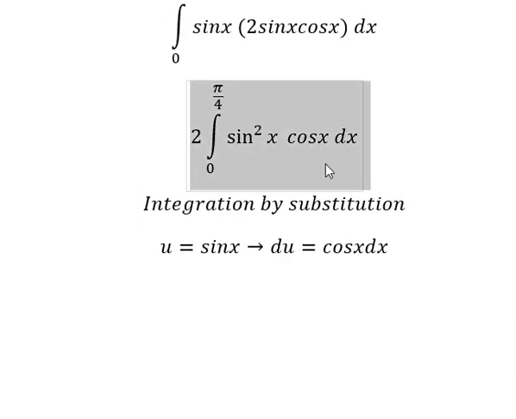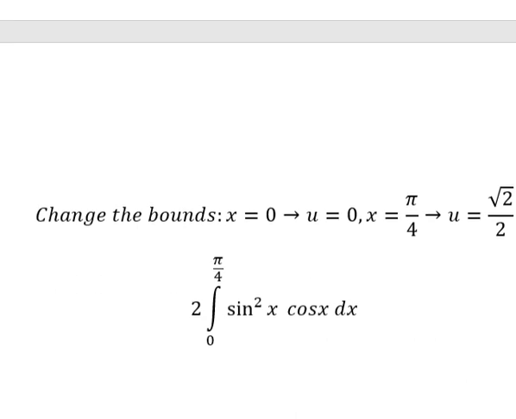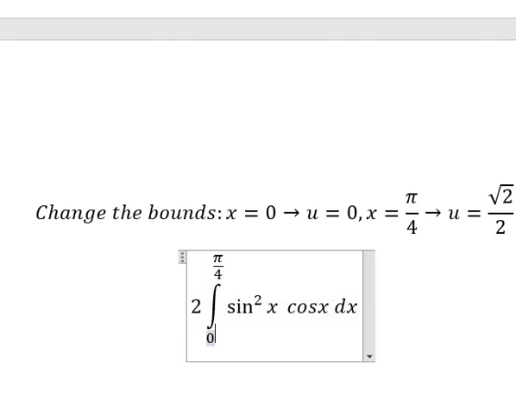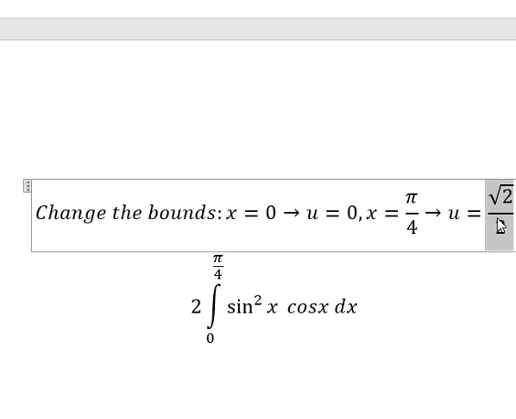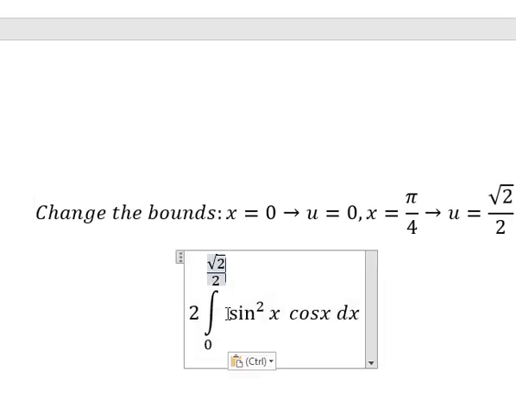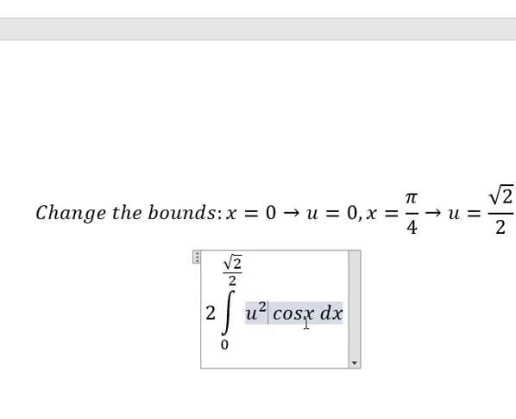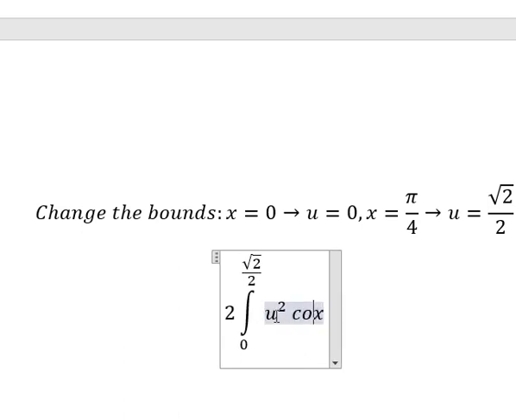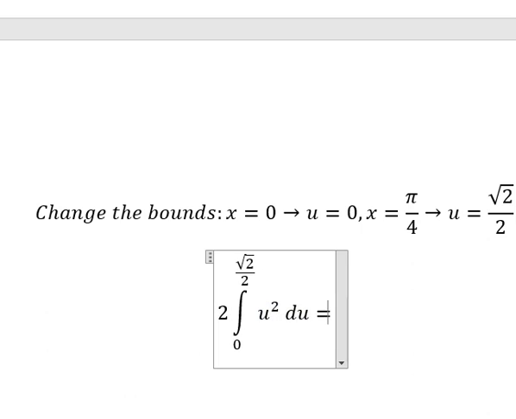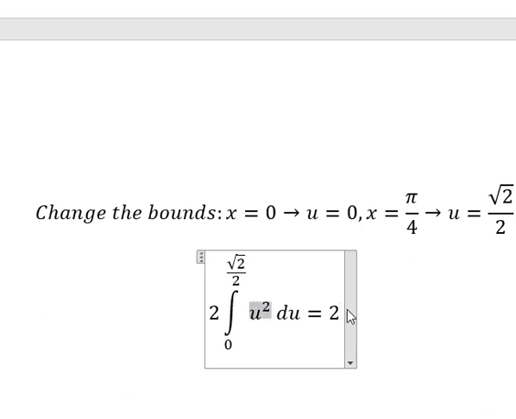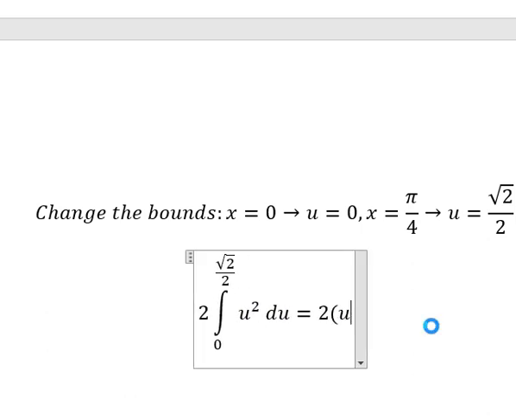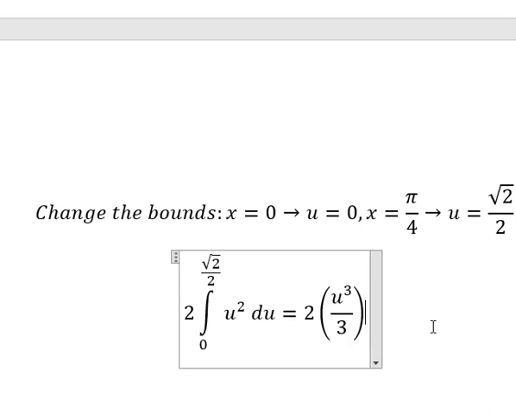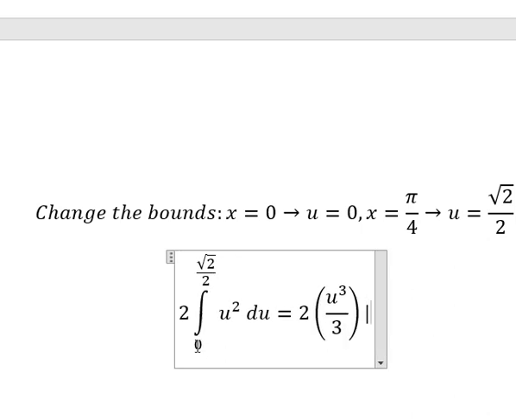Now we go back in here. Number 0 we keep the same. B over 4, that is about this one. This one we change for u. Cosine s ds we change for du. So the integration of this one, we have u to the power of 3 over 3, and we put the bounds from 0 to this one.